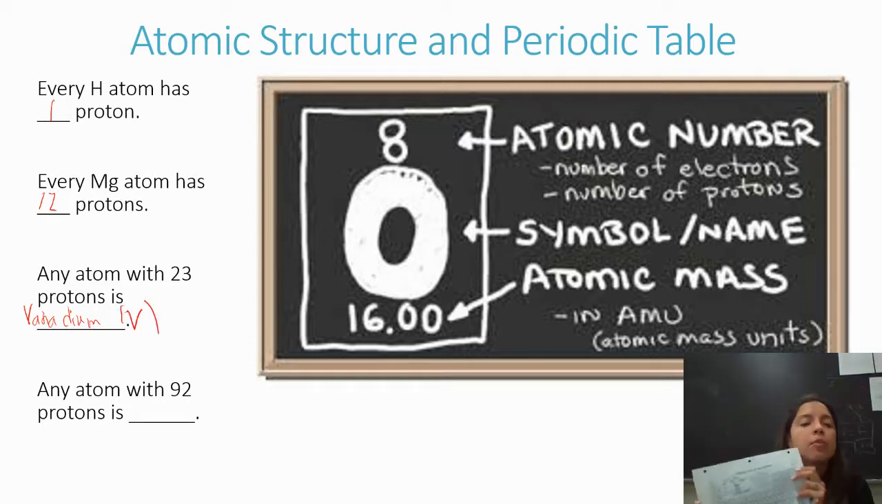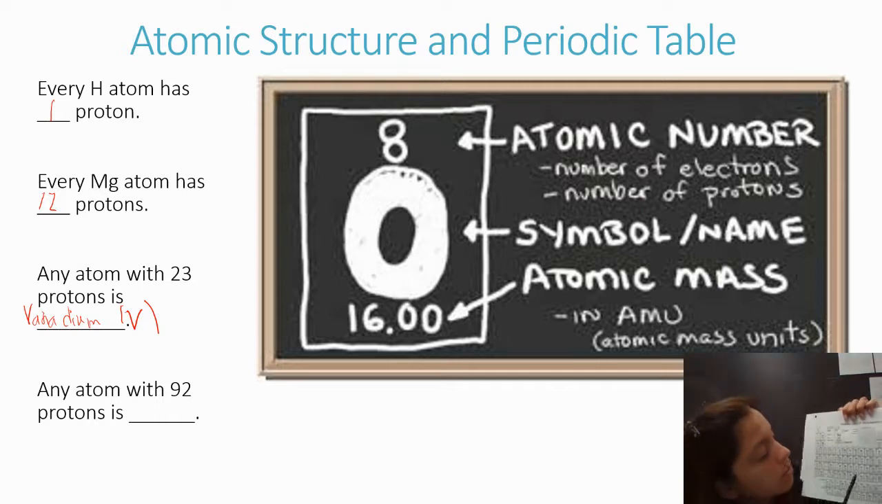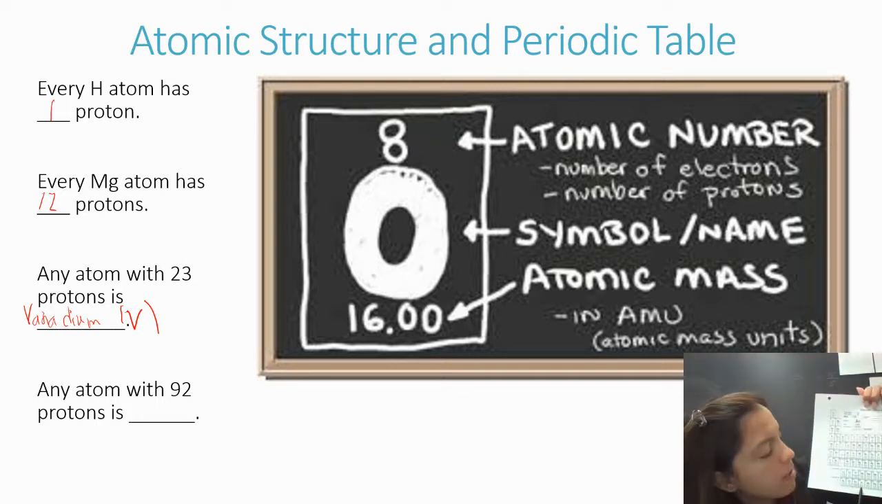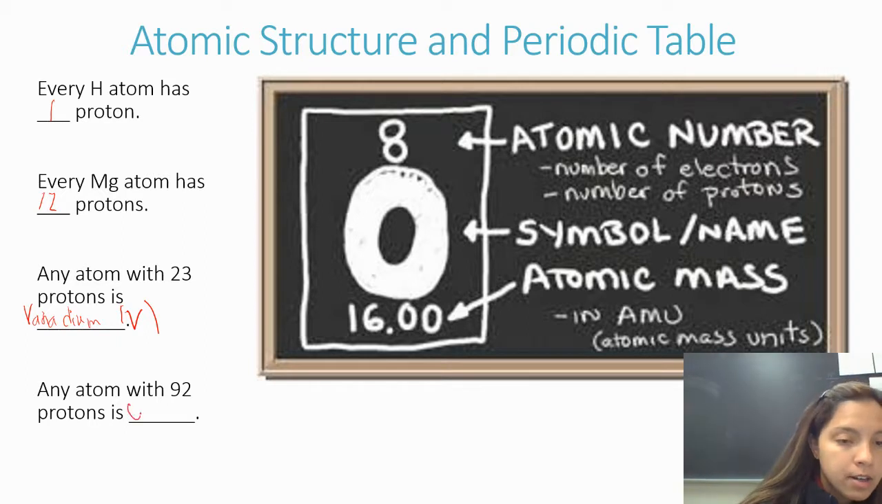Now, any atom with 92 protons is, so 92, it's pretty far down. It's right here in the bottom, uranium. So I'm going to write uranium. The symbol is letter U.